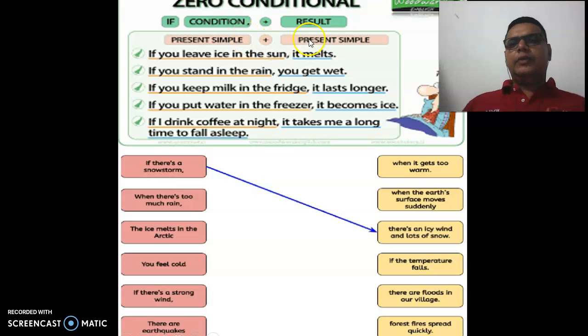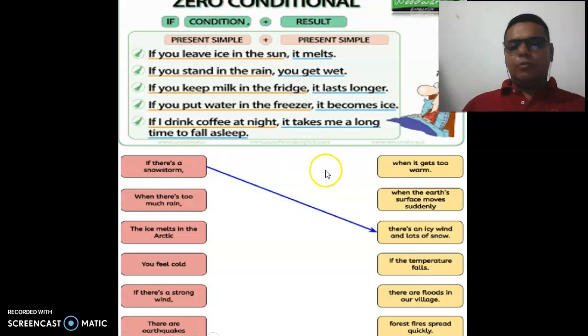So here I'm going to explain zero conditional. I'm going to explain how we use zero conditional, and when we use it, and the general structure too. So here we have an if plus a condition plus a result, but taking into account that in this case we're going to use simple present, and we're going to use it. Yes, so zero conditional is here.